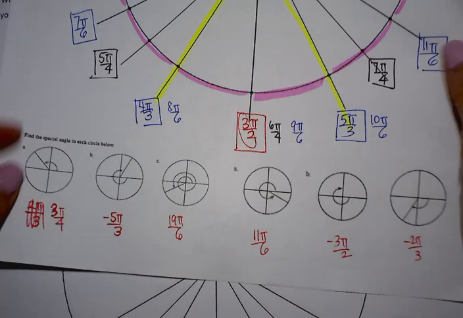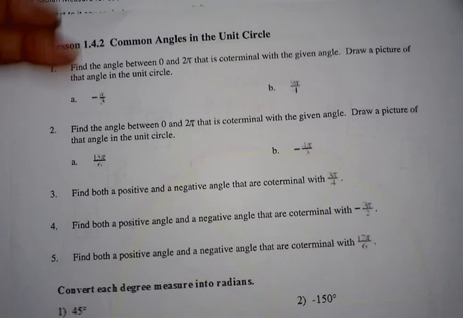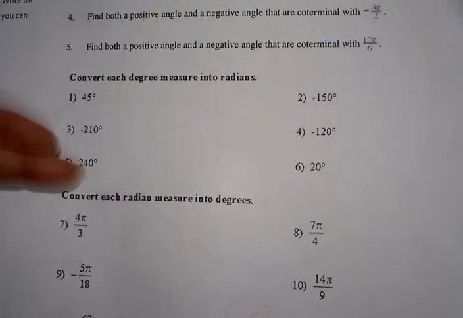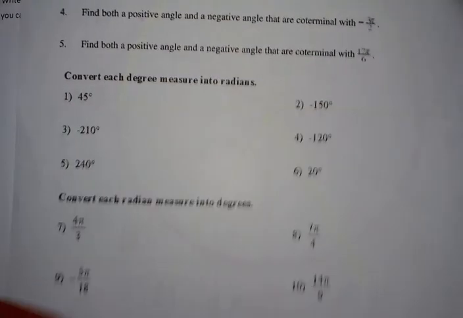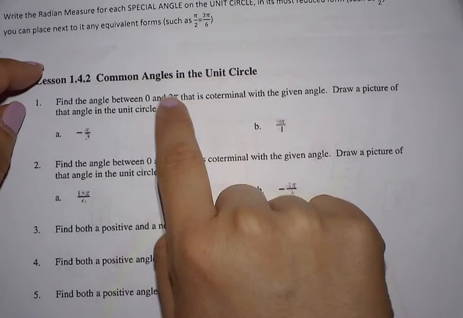These, okay? And then 2 from here. And then 1 from converting degrees to radians and 1 from converting radians to degrees, okay? So let's look at here. Number 1, Gustavo asks, find the angle between 0 and 2 pi that is coterminal with the given.